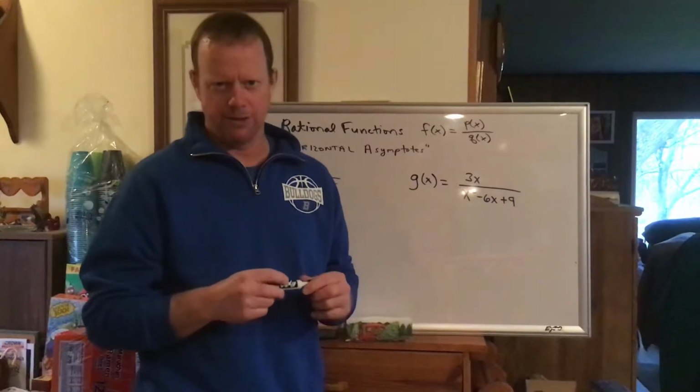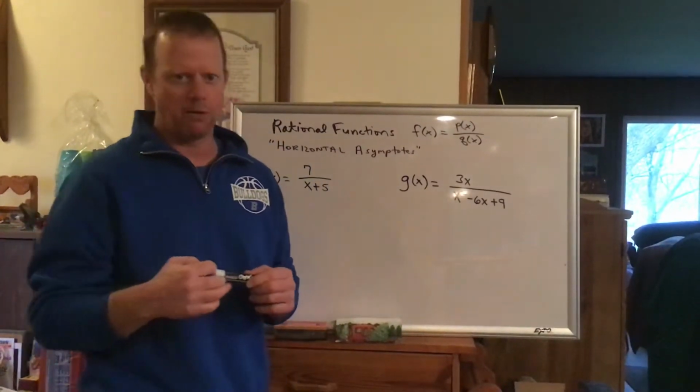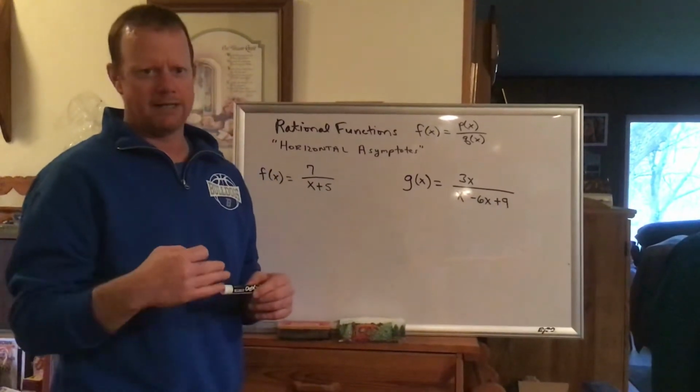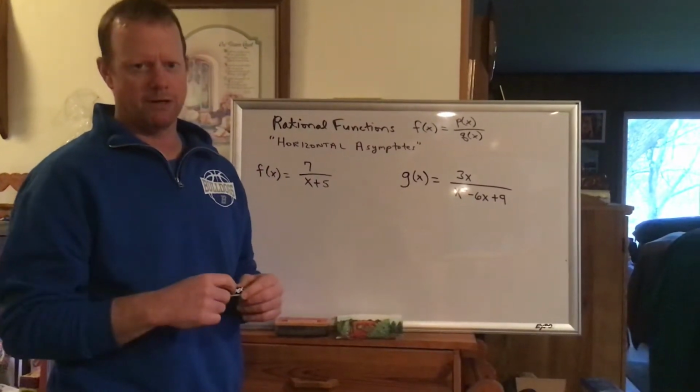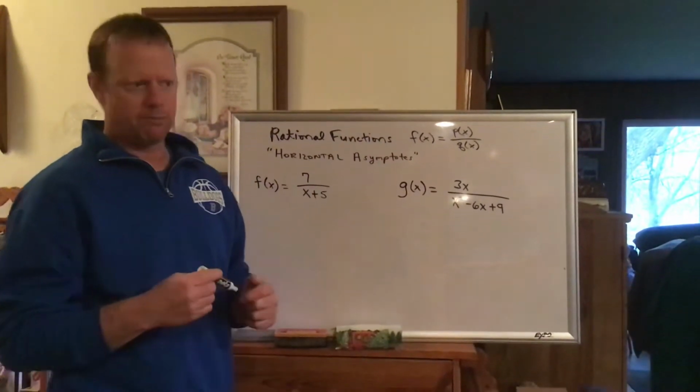So tonight, I'm gonna show you horizontal asymptotes, and there's different scenarios you gotta be aware of. Last night's lesson, I talked about vertical asymptotes on rational functions, and now I'm gonna show you horizontal asymptotes.